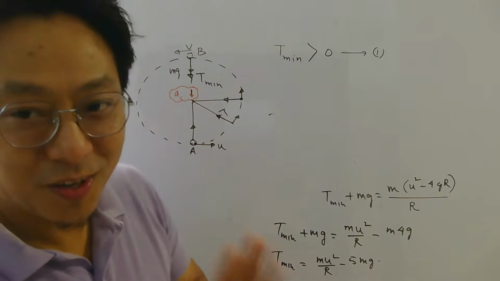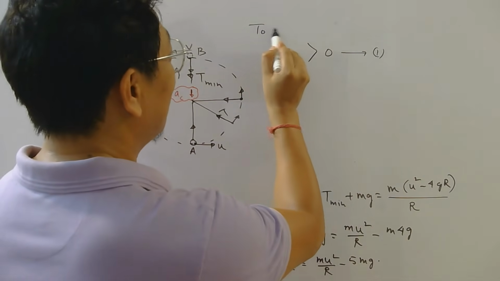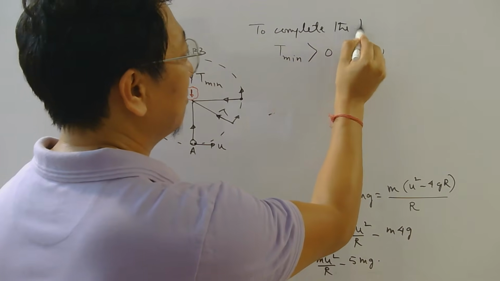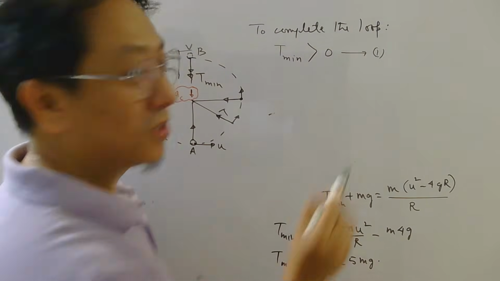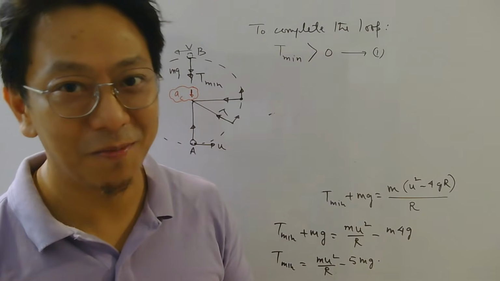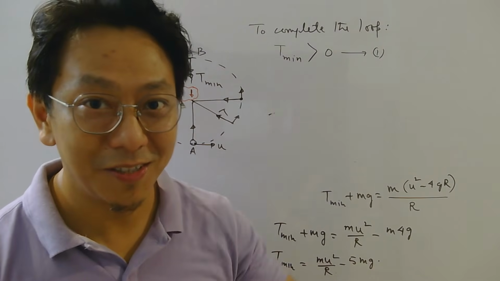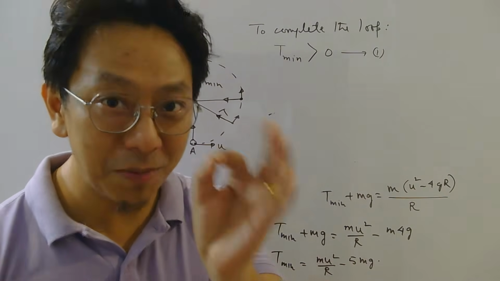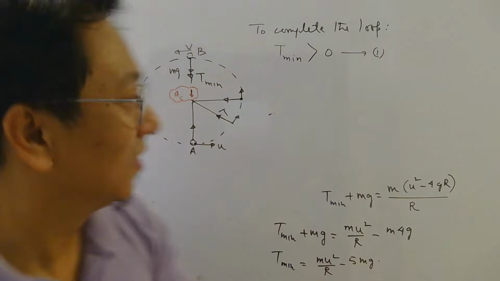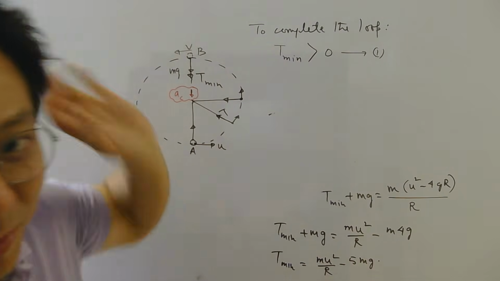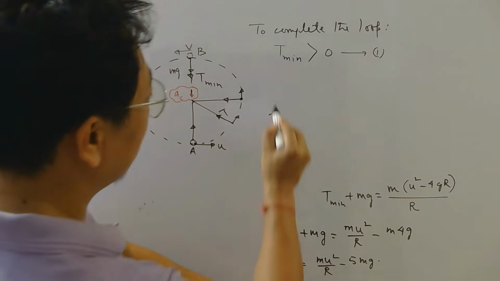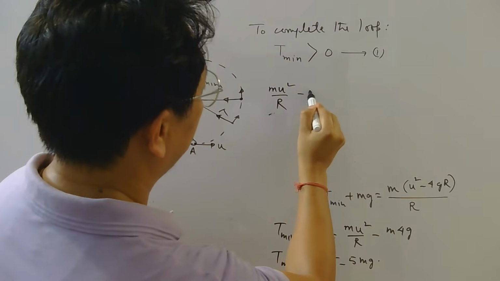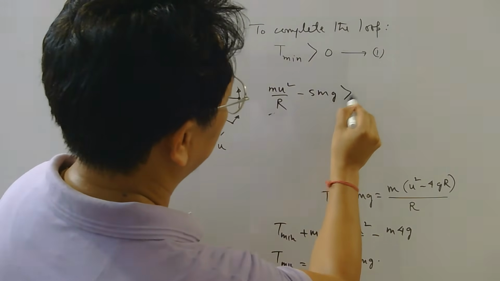So now we know already to complete the loop, this is the condition, right? To complete the loop in case of string. Because in case of string, remember, tension can become 0. And we have to make sure that tension is nowhere 0. And if tension should be nowhere 0, minimum tension should be greater than 0. And minimum tension is at the highest point. And what is the minimum tension? Mu square by r minus 5 mg. So this should be greater than 0.